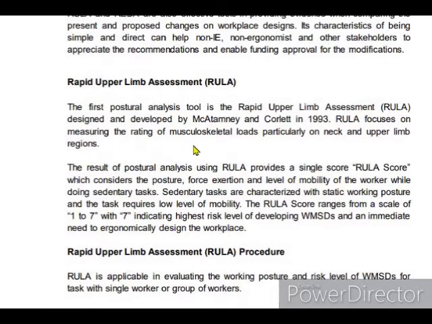So, the first postural analysis tool is the Rapid Upper Limb Assessment, okay, or RULA, designed and developed by McAtamney and Corley in 1993. RULA focuses on measuring the rating of musculoskeletal loads, particularly on the neck and upper limb regions. Okay? Kaya kasi tinawag na upper limb, sabihin, yung bandang taas ng mga parts ng ating katawan, okay? Particularly nga dito sa neck.